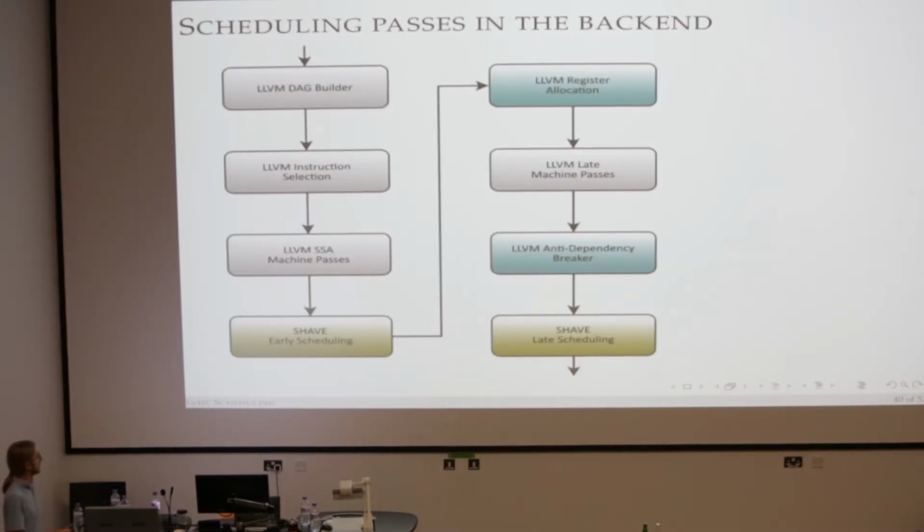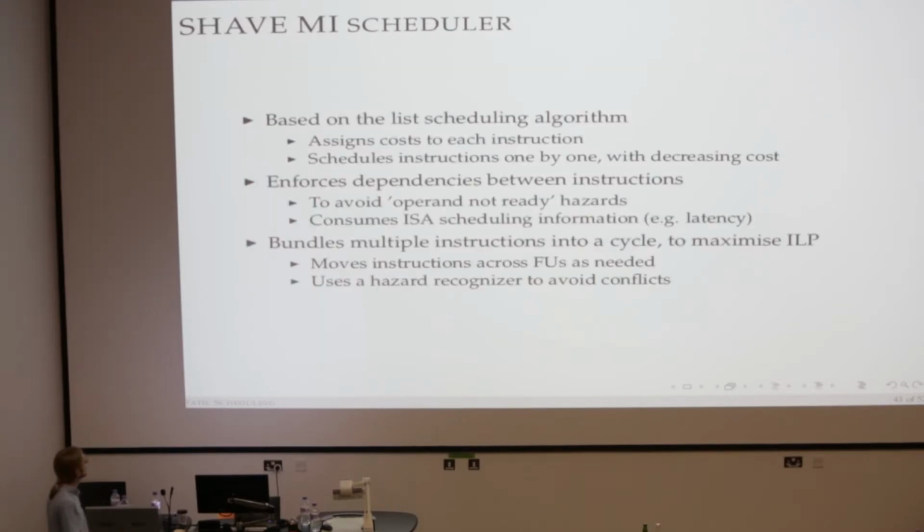So here you can see the different scheduling passes we use as a high-level overview. We have two of them: early scheduling just before register allocation, and late scheduling before emitting machine code. And as I have mentioned earlier, we do anti-dependency breaking to rename registers and potentially avoid dependencies. Most of the work for scheduling, as you can expect, is in the scheduler. The scheduler uses a quite common scheduling algorithm, list scheduling, so I don't think I have to introduce it here. One thing the scheduler has to do is to enforce the dependencies between instructions.